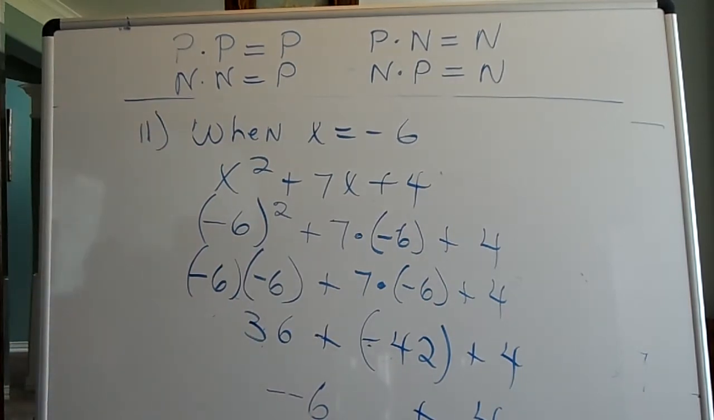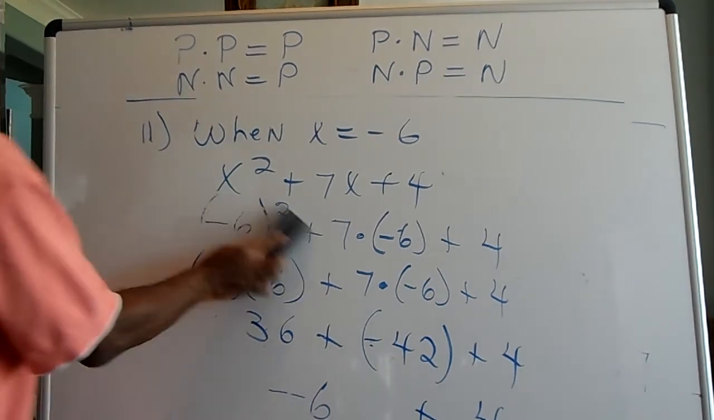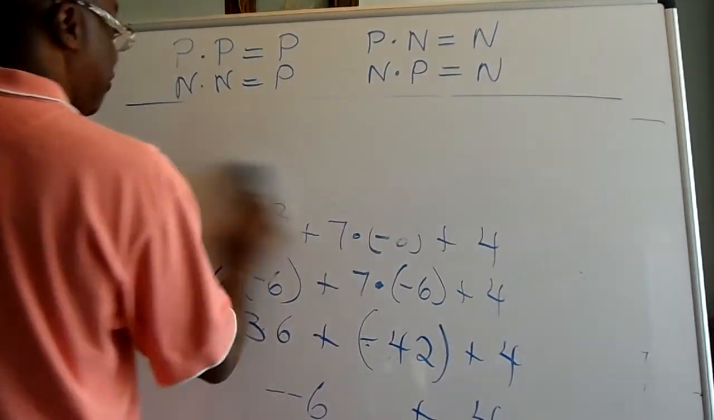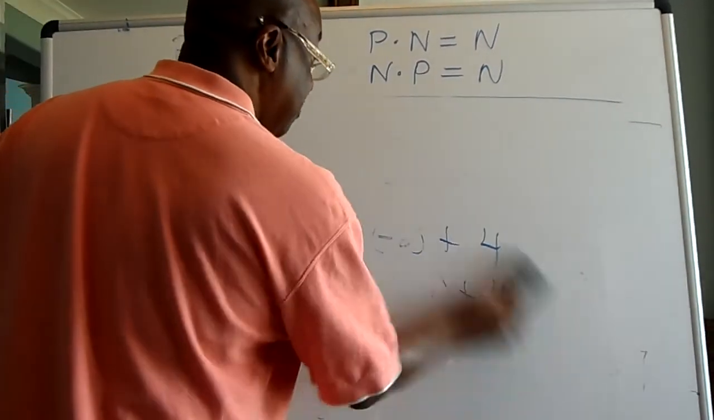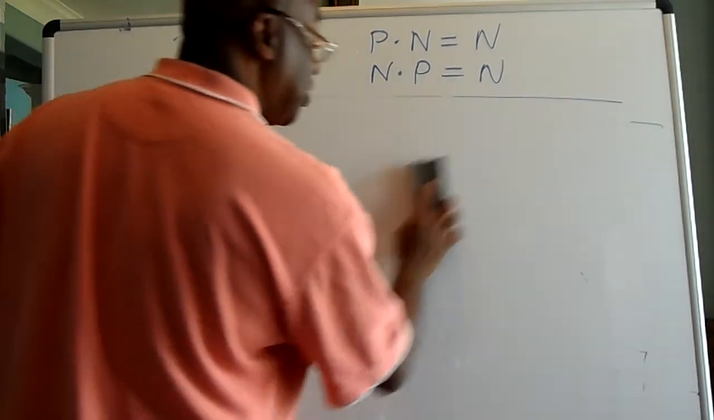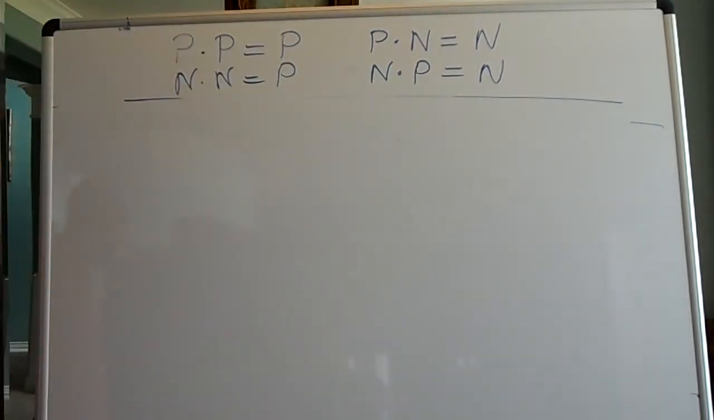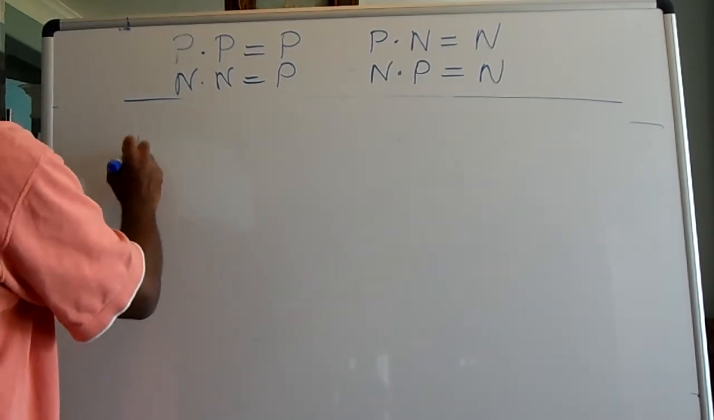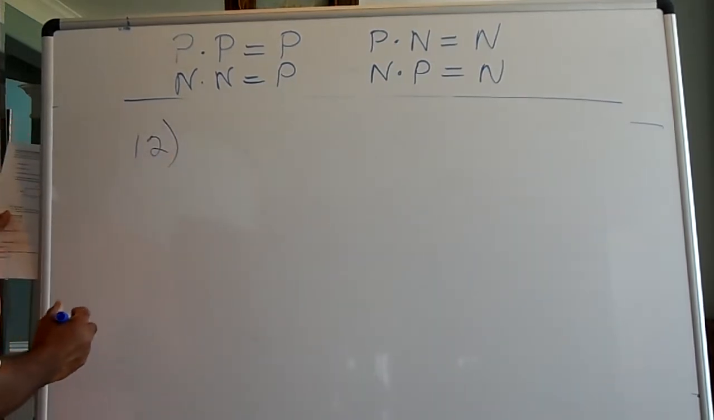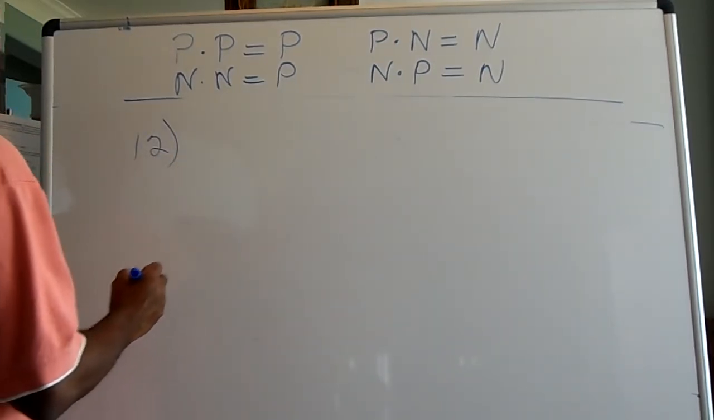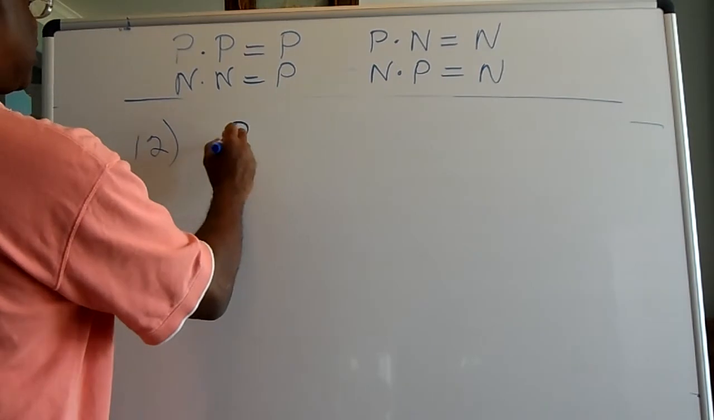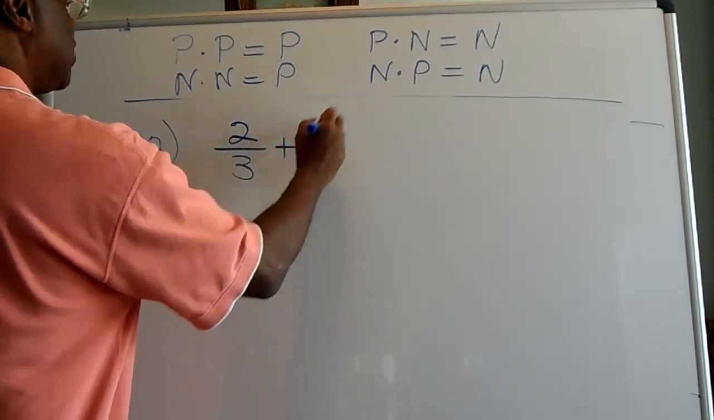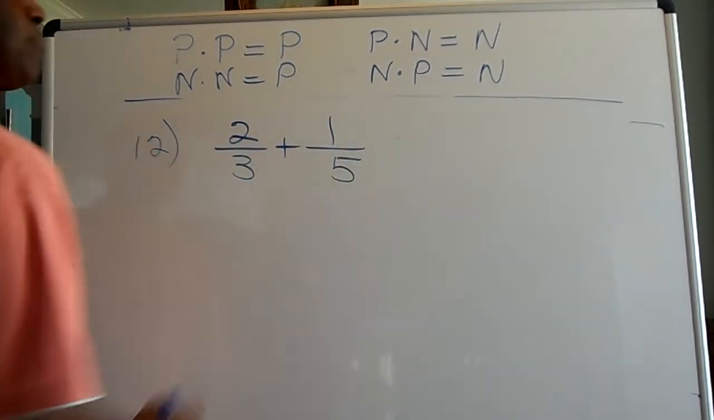Okay, let's go to the next problem. The next one is number 12. Number 12, we're going to be looking at adding some fractions. Now I know everybody's had a chance to at least get to those fractions by now. So let's take a look at number 12. We're adding fractions, and the fractions are 2/3 plus 1/5.